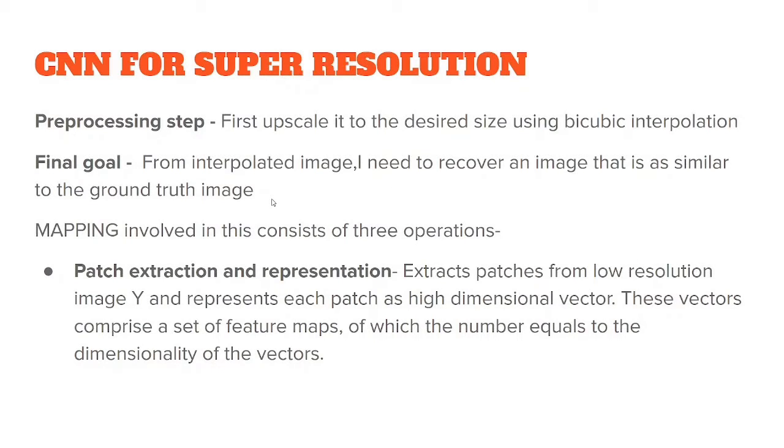And we know that in the CNN there is a mapping between the neural networks. This mapping mainly consists of three operations. The first one is patch extraction and representation. In this we extract patches from the low resolution image Y, which is the interpolated image I consider as the input, and represent each patch as a high dimensional vector. These vectors comprise a set of feature maps, the number of which equals the dimensionality of the vectors.